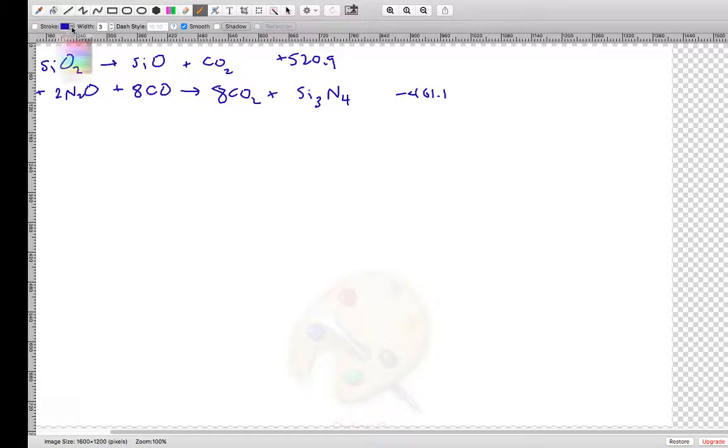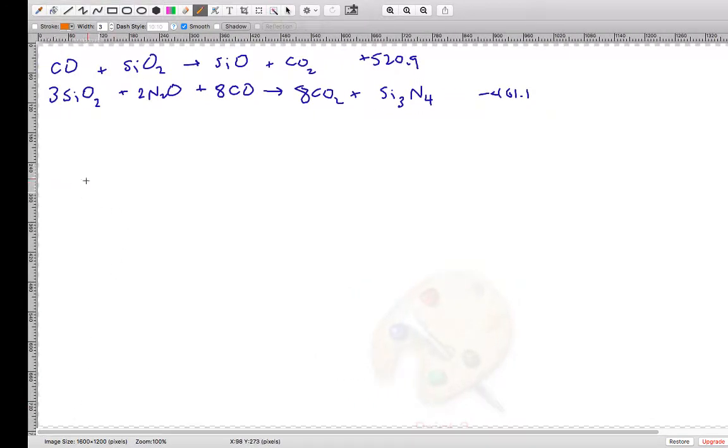Take a different color. So I'm flipping that to 8CO2 plus Si3N4 produces 3 SiO2, 2 N2Os, 8 COs, and the enthalpy change is a positive 461.1.